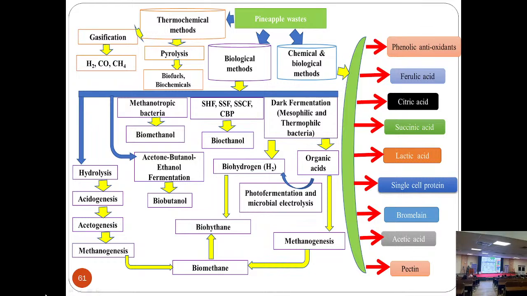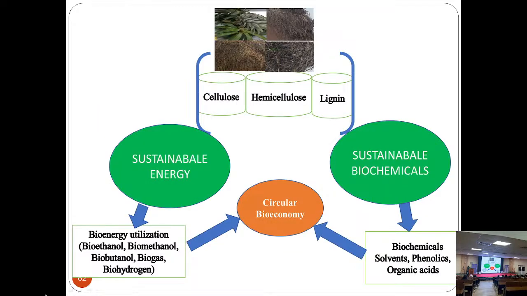If you are interested, also come to my lab and look at how these types of compounds are produced. Such compounds can be used as food additives and also as fuel. All sorts of things are coming from this pineapple. I have already informed you about this.